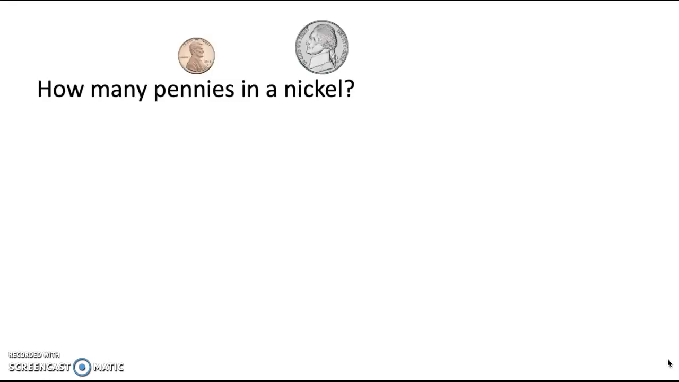Okay, so on this next page, I am going to ask you some questions, and you can either answer them out loud or you can write the answer on your whiteboard. Okay, so here's the first one. How many pennies are in a nickel? I'll give you a hint. A nickel is worth 5 cents. A penny is worth 1 cent. So how many pennies are in a nickel? Say it out loud or write it on your whiteboard.